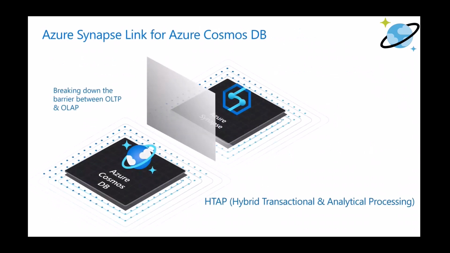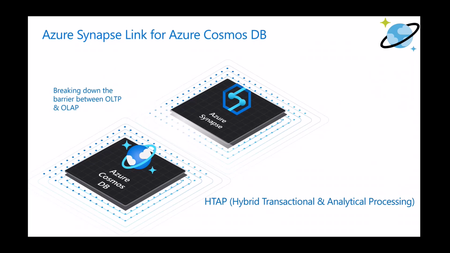That's where Azure Synapse Link for Cosmos DB comes to your rescue. It basically breaks down the barrier between the OLTP store and the OLAP store. So you get both worlds together. And this capability is called hybrid transactional and analytical processing, or HTAP.